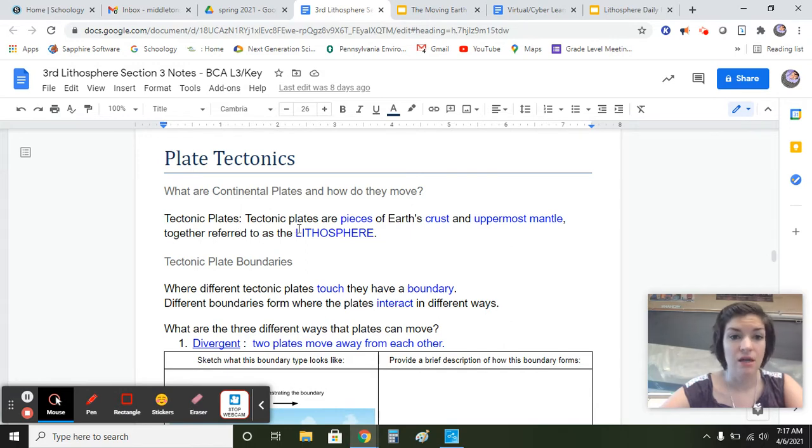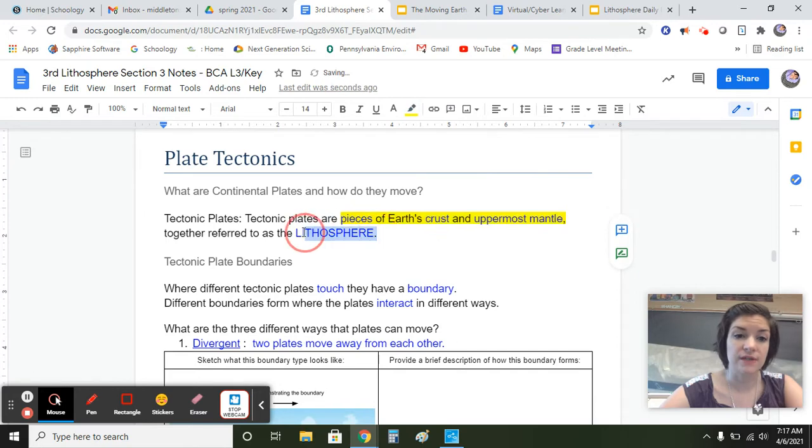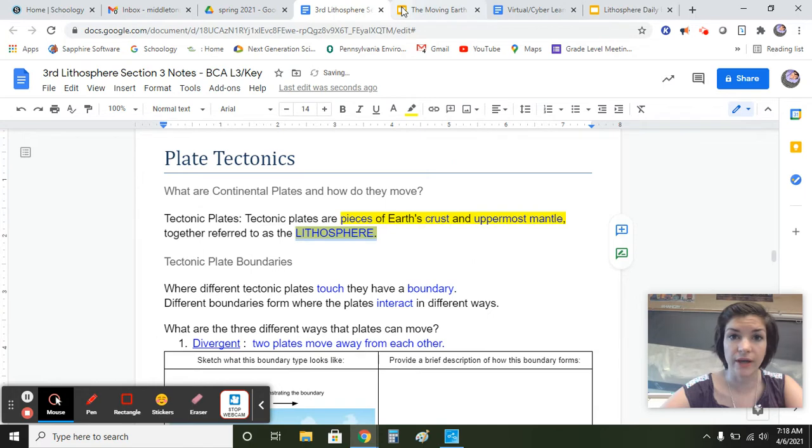Tectonic plates are pieces of Earth's crust and uppermost mantle, together referred to as the lithosphere. So they're pieces of Earth's crust and uppermost mantle, and we call that the lithosphere. So go ahead and highlight that in your notes. Okay.